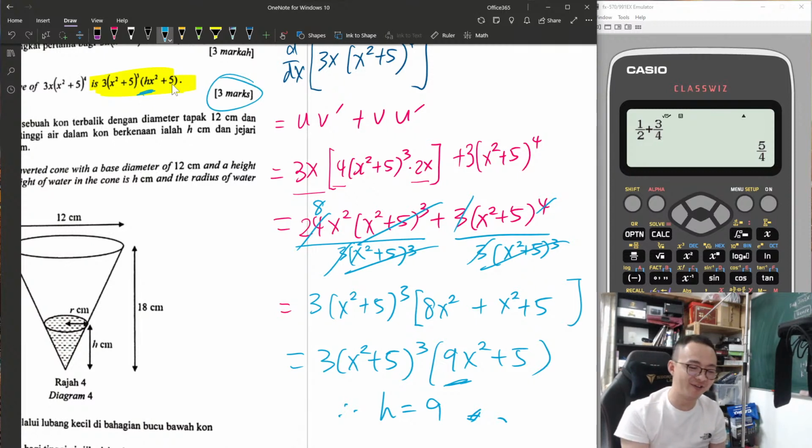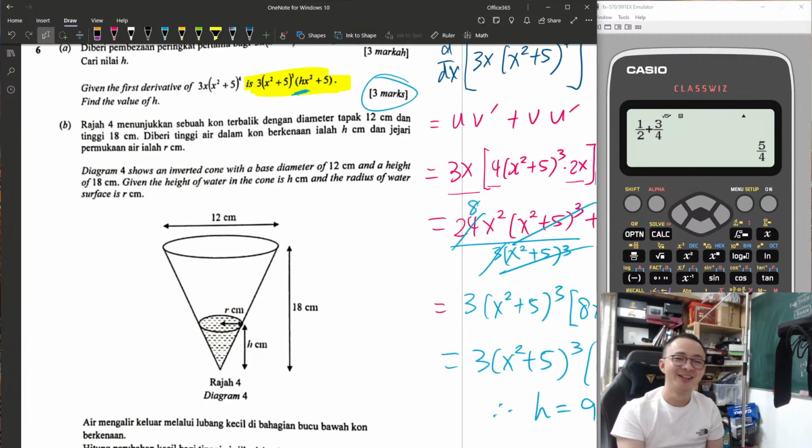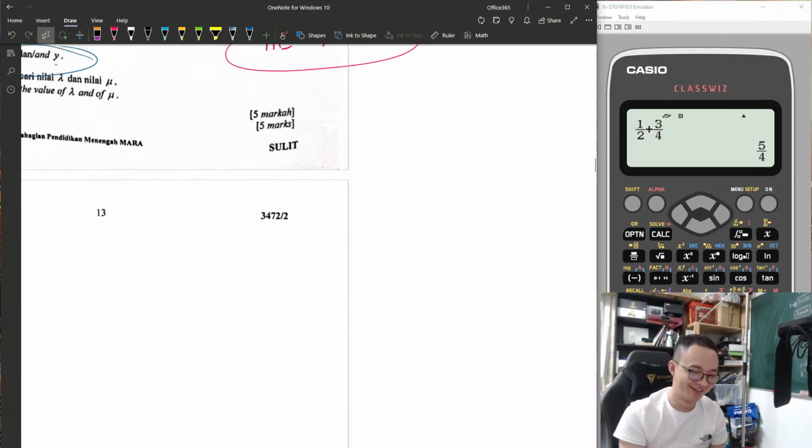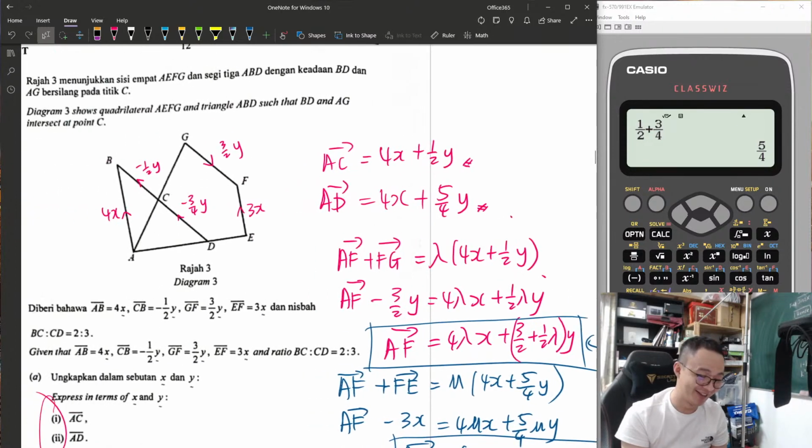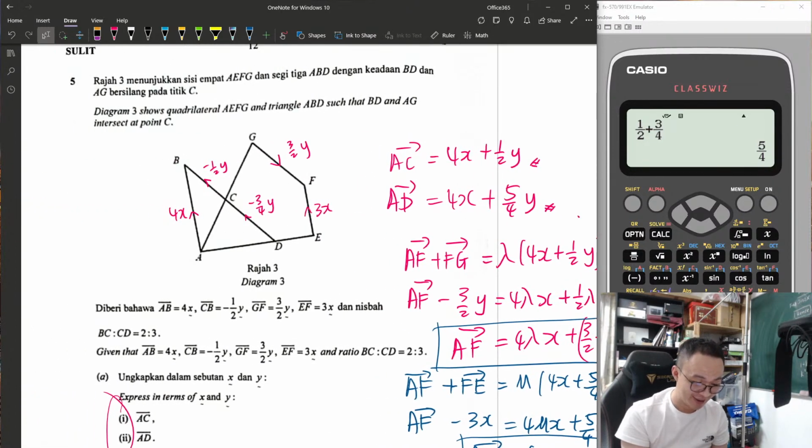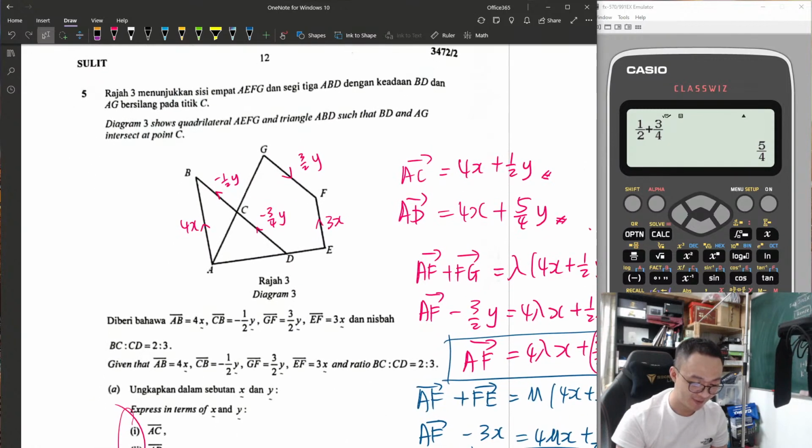BC is positive value, right? Okay, that one is a question just now. Okay, let me give you one chance. BC, where's the BC? Yeah, BC is negative, but BC is positive, CB is negative. So if you go to the opposite direction, you'll get positive half y.